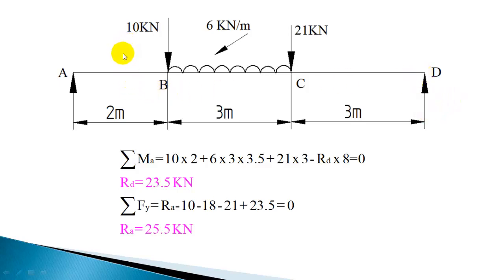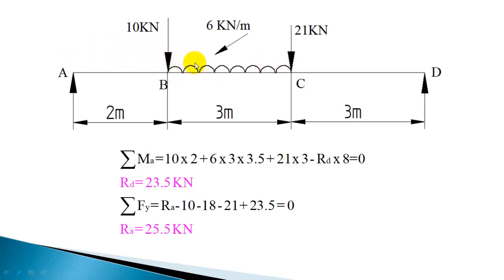Now you can find out the shear force at various sections. The shear force for the section AB is going to be constant, and it will be equal to this reaction, 25.5. That will be the shear force between sections A and B. So for the section AB it is constant and it is 25.5.